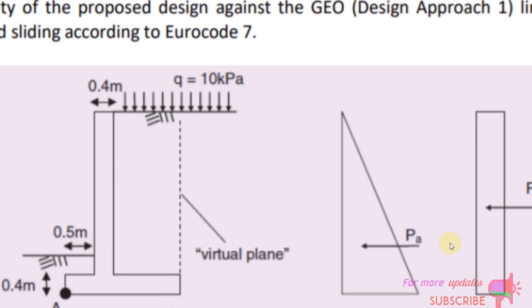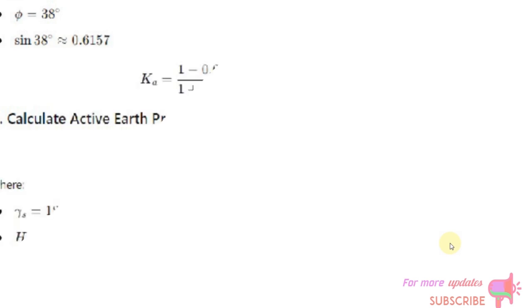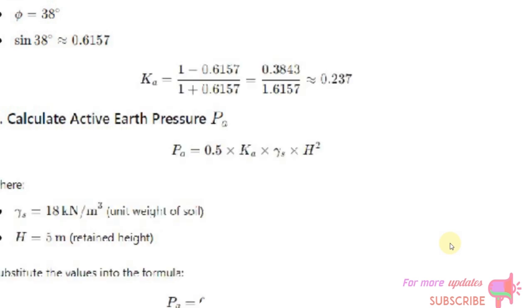Ignore any passive resistance from the soil in front of the wall. Check the safety of the proposed design against the GEO Design Approach 1 limit state of overturning and sliding according to Eurocode 7. Solution. Take unit weight of concrete to be 24 kN per cubic meter.